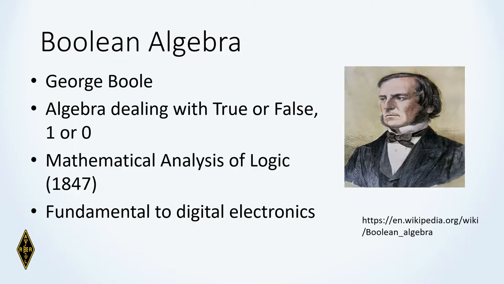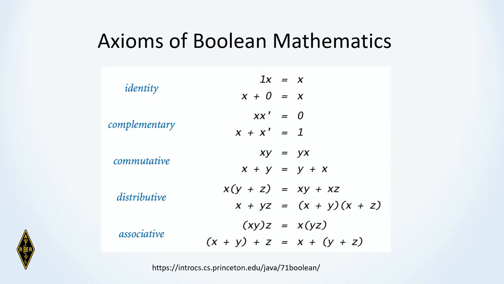1847. George Boole actually wrote papers on this, and we now call it Boolean algebra. It's algebra dealing with two states, false or true, and it's fundamental to digital electronics, but it's all the way back to 1847, and he came up with all sorts of different mathematical principles in Boolean math: the identity, the complementary, the commutative, the distributive, the associative, all of these things. We're not going to go into any of this, but it is fascinating, and this is where you can spend your time in those college-level classes.